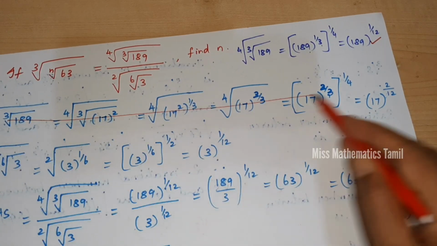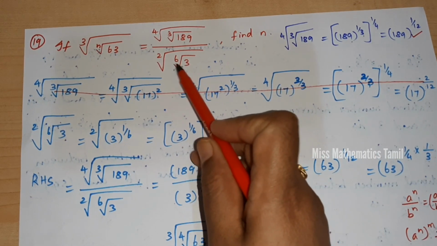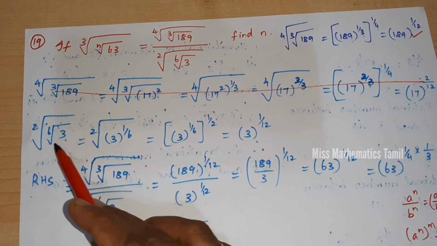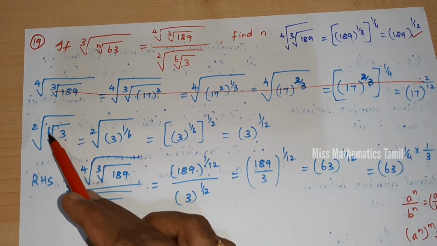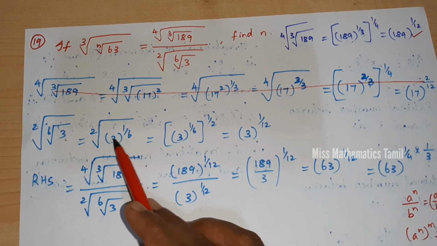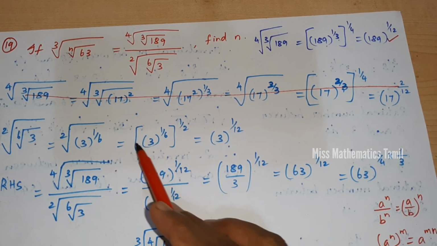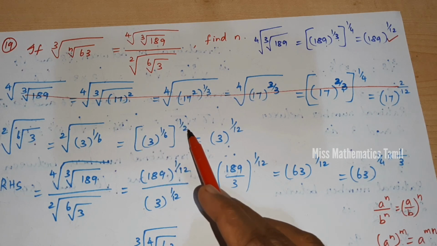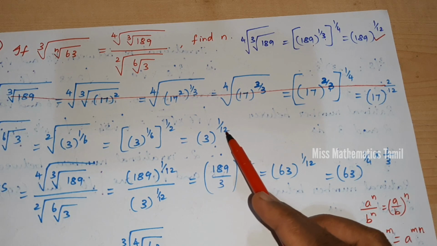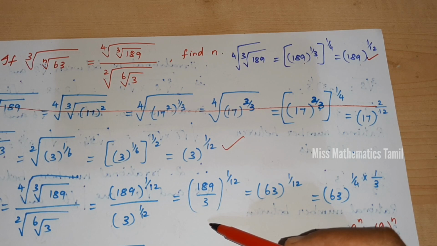Okay, leave this portion. Next I am going to simplify the denominator portion. What is the denominator portion? Root of, inside one root, sixth root of 3. First I am writing inside, 3 to the power of 1 by 6. Again for this root I am writing 1 by 2. Finally 3 to the power of 1 by 12 will come. This is the numerator portion, and this one is the denominator portion.